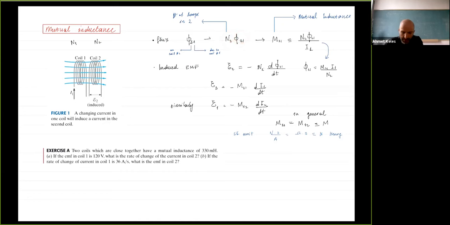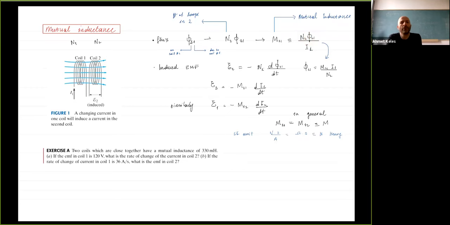Now I want to introduce something called mutual inductance. We show it with M. Again, M, mutual inductance of two due to one. This is a quantity that depends on both coils. Its definition is the total flux through the loop divided by the current in the first coil. So total flux in the second coil, the number of loops in two times the flux in two, divided by the current in the first one.